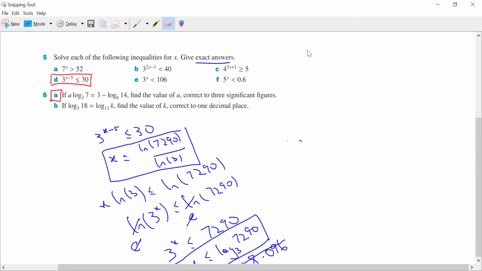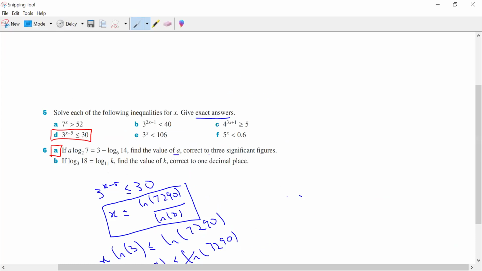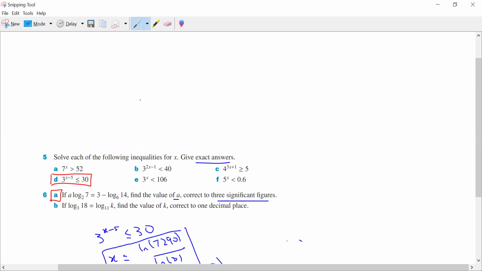Cool. Let's go through 6a. Again, we're just solving for a, but in this case, we want to get it in terms of three significant figures. So a times log base 2 of 7 equals 3 minus log base 6 of 14. We just type that into our calculator to solve. Okay, let's quickly bring that up.